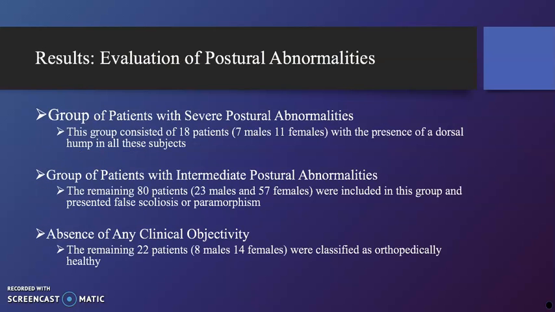Okay, so the results go into examining patients with severe postural abnormalities, intermediate, and patients with absence of any clinical objectivity. They were advised to perform an X-ray examination of the column in its entirety. In 11 patients, the scoliotic curve also extended to the lumbar spine. 4 of them had different lengths of the lower limbs of about 1.5 centimeters, with convexity of the curve on the same side. In 7 patients, an important dorsal scoliosis was present.